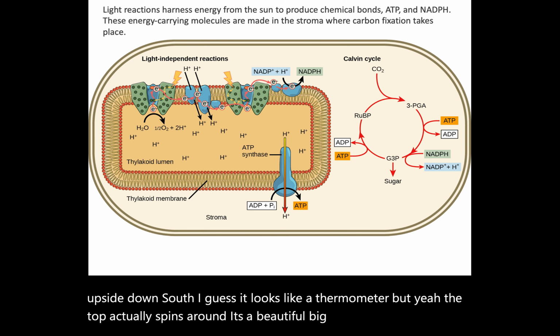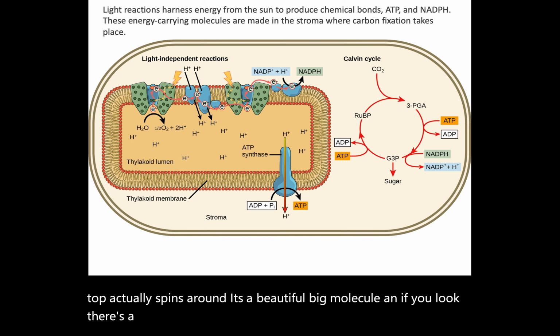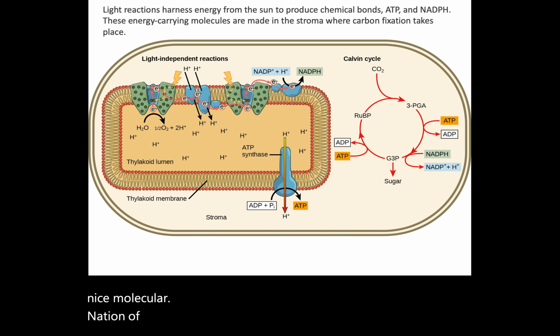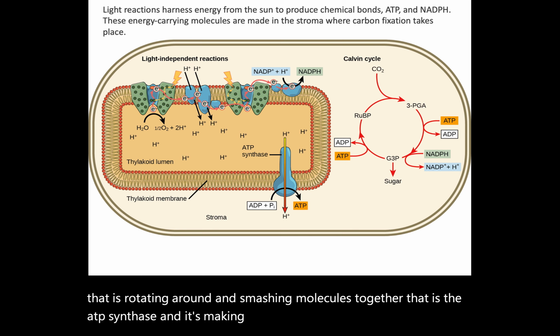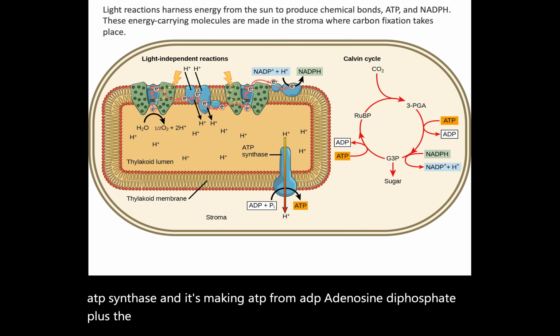It's a beautiful big molecule. And if you look, there's a video that actually covers what this thing looks like, a very nice molecular animation of the ATP synthase. So when you see the big thing on a stalk that is rotating around and smashing molecules together, that is the ATP synthase, and it's making ATP from ADP, adenosine diphosphate, plus Pi, which is inorganic phosphate, which just means phosphate not really attached to anything.